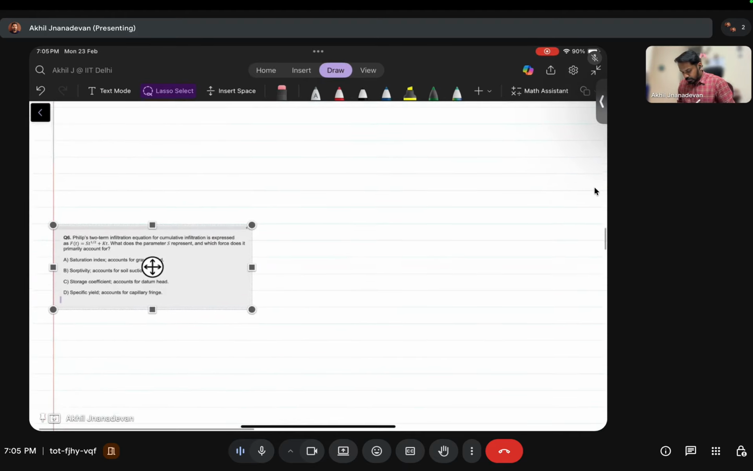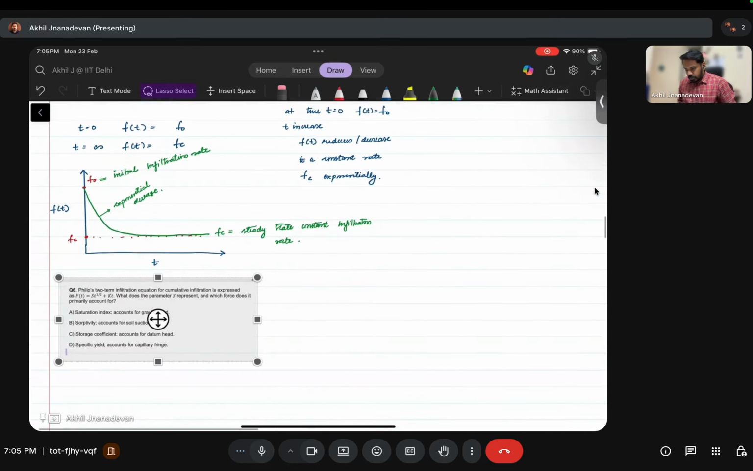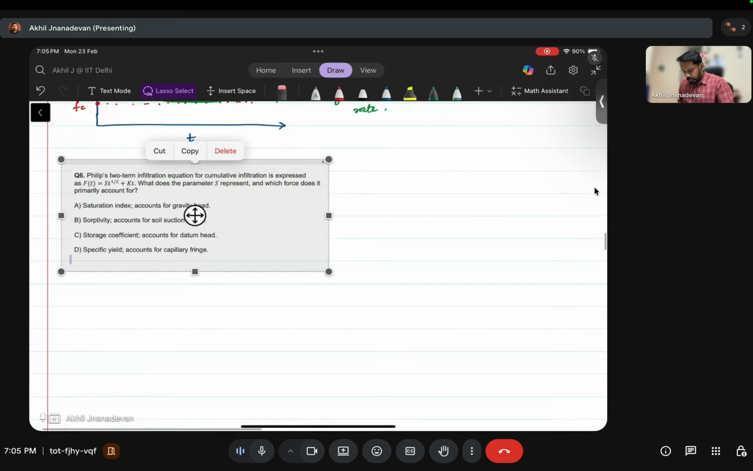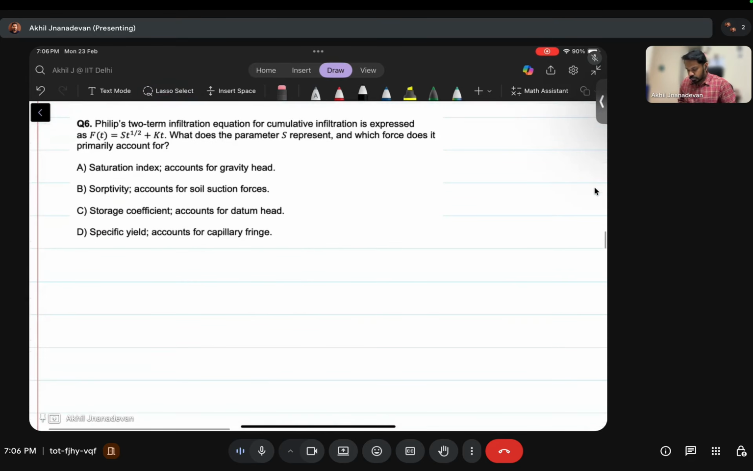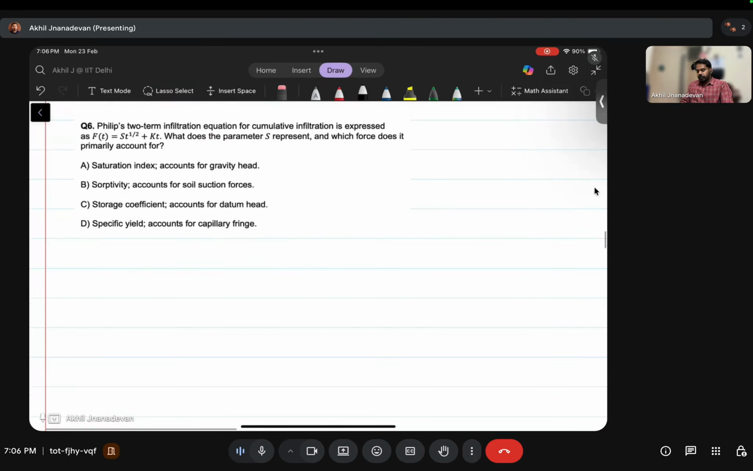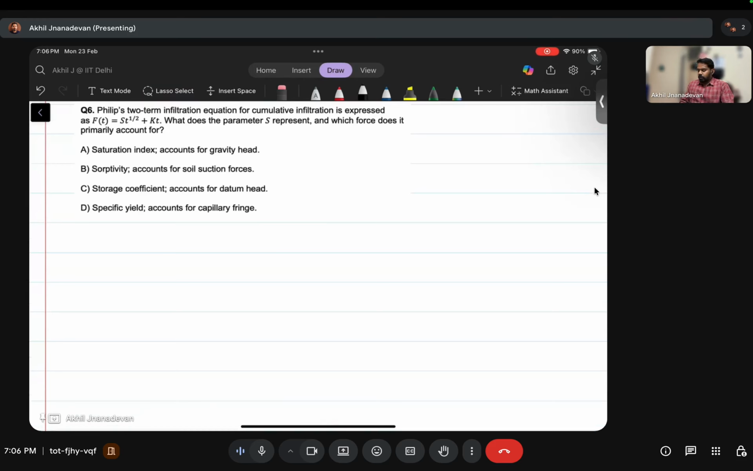Let's move on to the next question. Next we'll be looking into an analytical method to estimate infiltration. Analytical methods are derived by solving the Richards equation. We know the governing equation for one-dimensional flow in an unsaturated medium is given by the Richards equation. We already saw how we derive it. By solving that differential equation, we can get the infiltration rates, right?